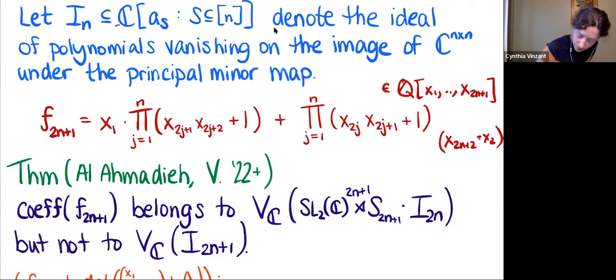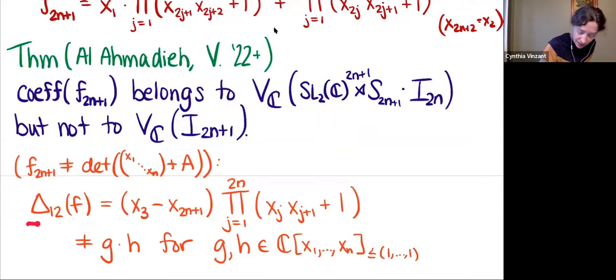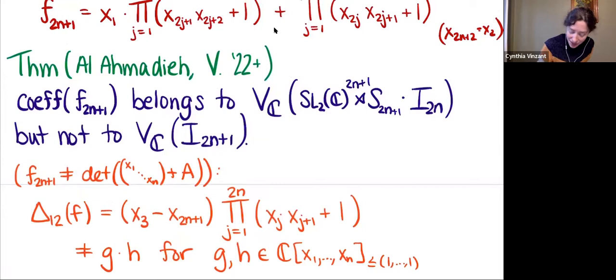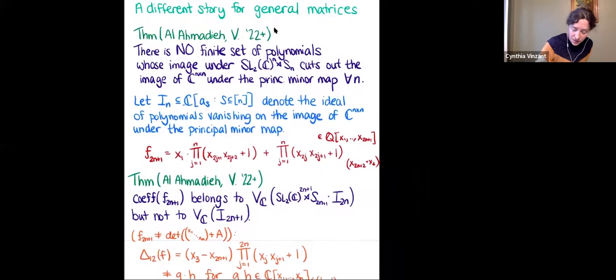One direction of this exactly comes from these Rayleigh differences and Dodgson condensation: if you take the Rayleigh difference of this polynomial, one can write it down as a product of 2n plus 1 irreducible polynomials. And in fact, these irreducible polynomials form a sort of cycle in terms of the variables that they use, in such a way that you can't write it as a product of two polynomials of degree at most one in each variable. And so using this Dodgson condensation trick, we can't write this as a determinant.